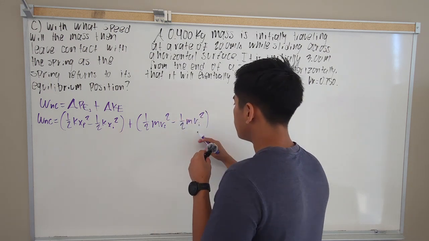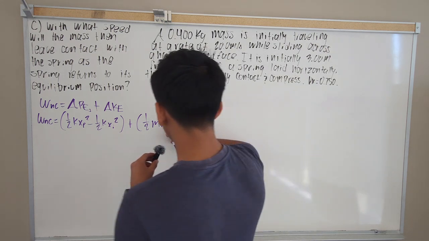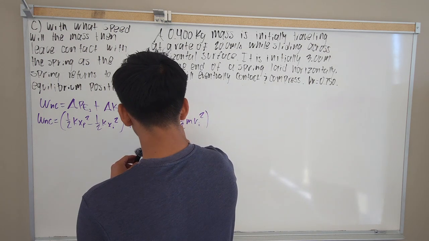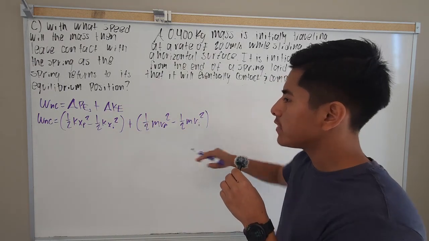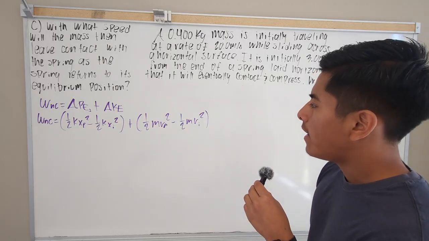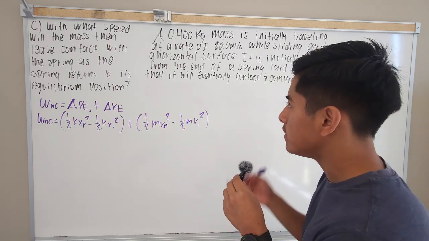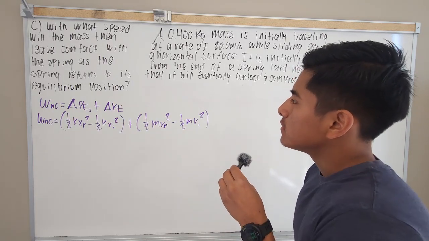So now we have our v final squared. Now we just need to isolate it. And before we do that, we can cancel out some things. So let's look at the problem again.